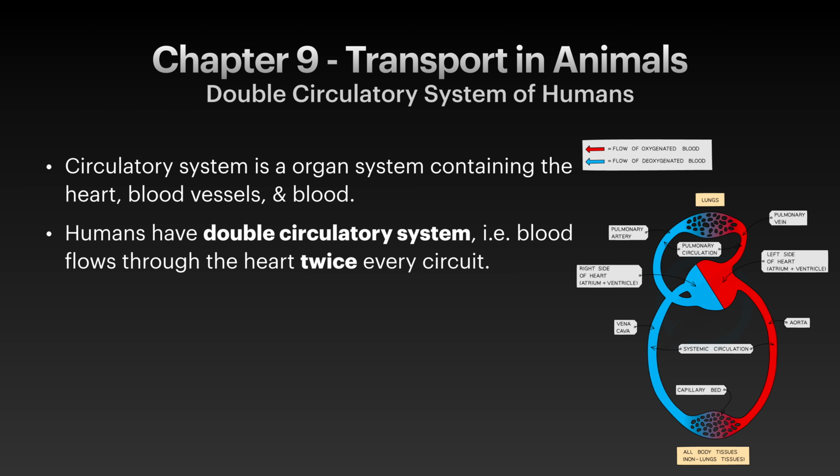Having talked about the single circulatory system of fish, we need to know the double circulatory system of mammals. In mammals like us, blood passes through the heart twice in one complete circuit. We have two separate loops, the pulmonary circulation and the systemic circulation. The pulmonary circulation goes from the right hand side of the heart to the lungs and then back to the left hand side of the heart. The systemic circulation, on the other hand, starts from the left hand side of the heart, goes throughout the body to deliver oxygen and nutrients, and comes back to the right hand side of the heart.